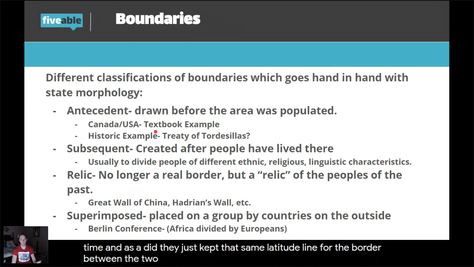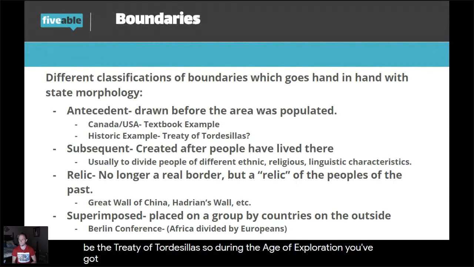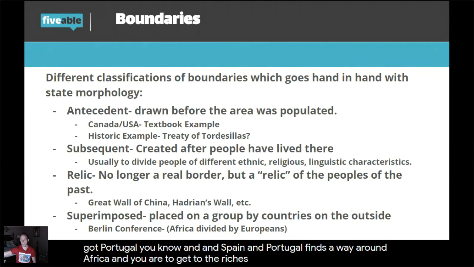A historic example of an antecedent boundary would be the Treaty of Tordesillas. So during the Age of Exploration, you've got Portugal and Spain. And Portugal finds a way around Africa in order to get to the riches in Asia, and it just totally makes the Spanish super jealous.